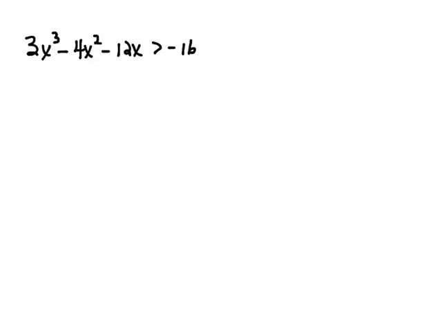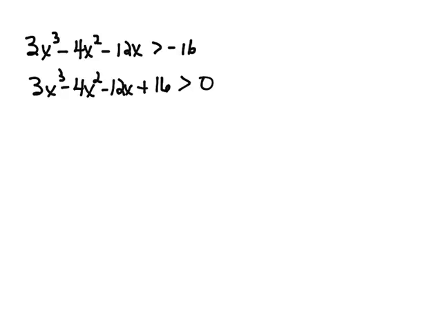To solve the given inequality, let's first set it equal to 0 and solve that equation. So we have 3x cubed minus 4x squared minus 12x. I'm going to add 16 to both sides, and I will now have my equation greater than 0. So now I have a cubic, and so we can try to factor this.